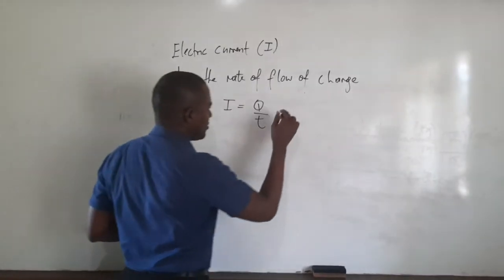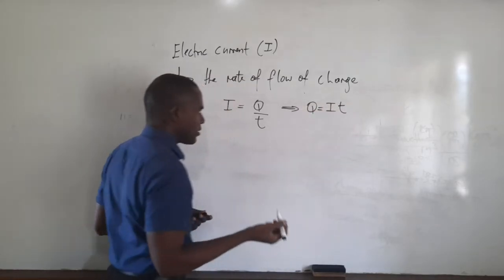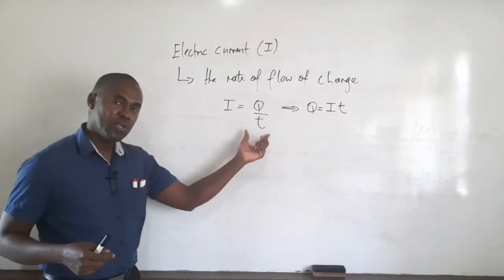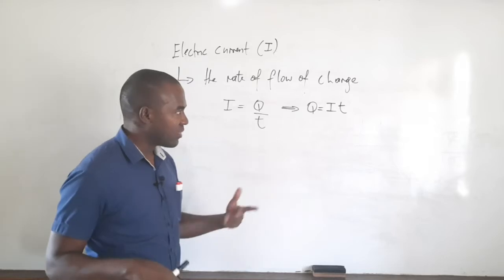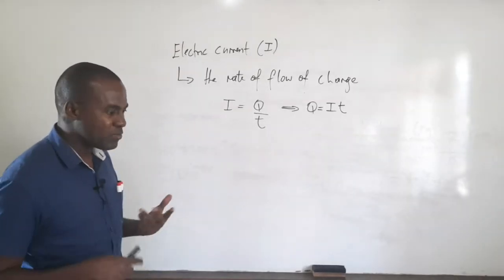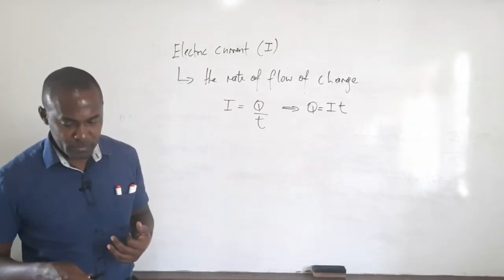So from this equation we could get that Q is equal to IT. So if we have the charge flowing and the time for which the charge flows, we can actually calculate the current. If we have the current flowing and the time for which it is flowing, we can actually calculate the quantity of charge which must have flown past a given point in a circuit, right?